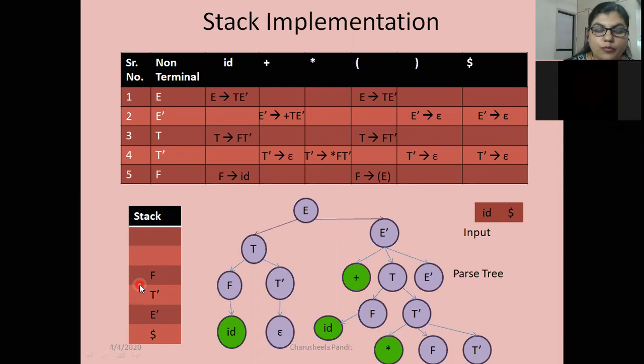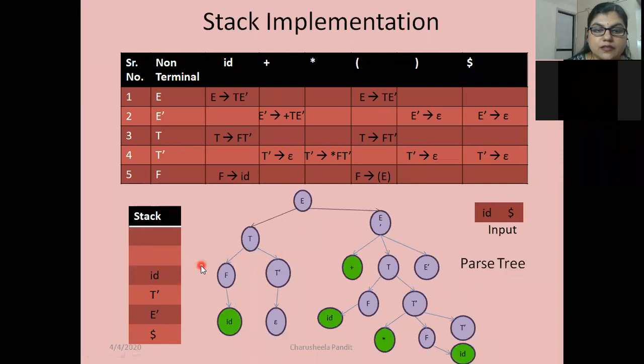So after this pop operation, we got F on the top of the stack and ID is the current input symbol. So see F's row and ID's column. F gets expanded to ID. It means we will pop F and we will push ID. So now ID is matching. So we will pop ID and we will move our pointer to the next input symbol in the input stream. So ID got popped, and we moved our input pointer forward.